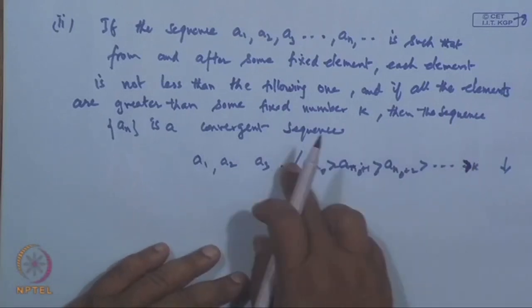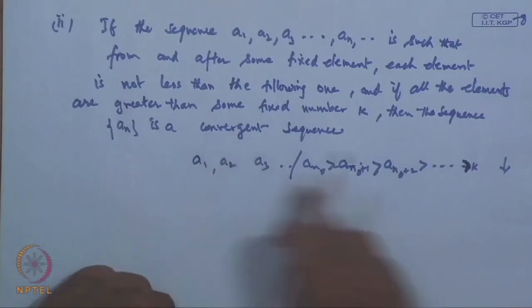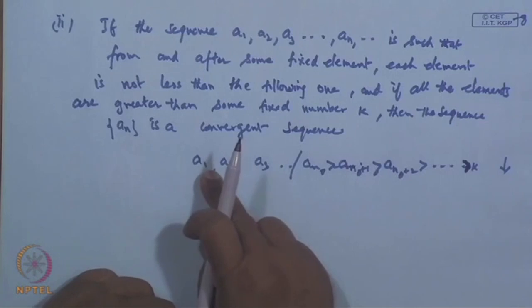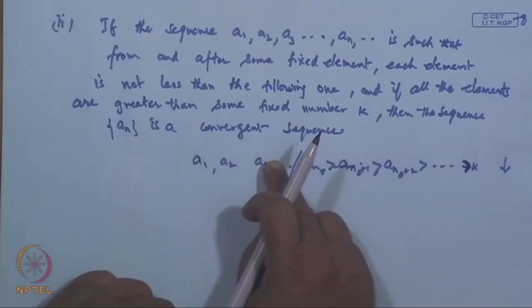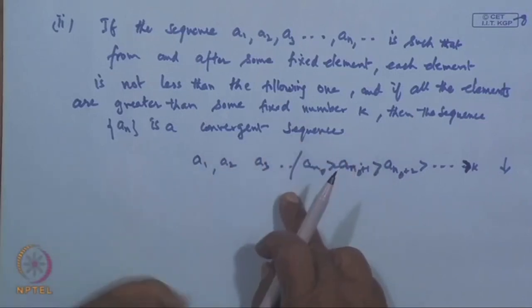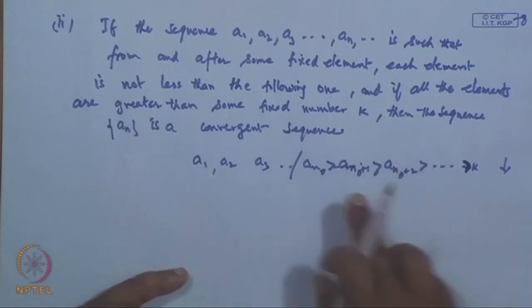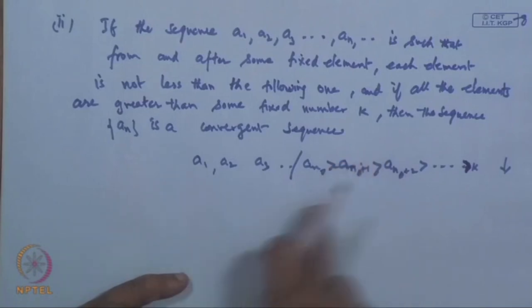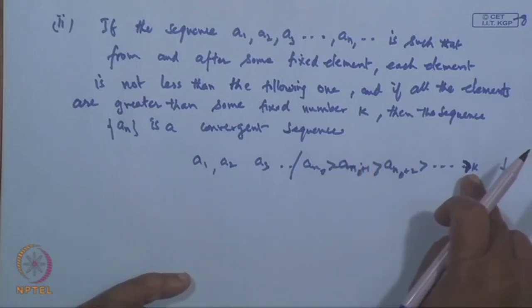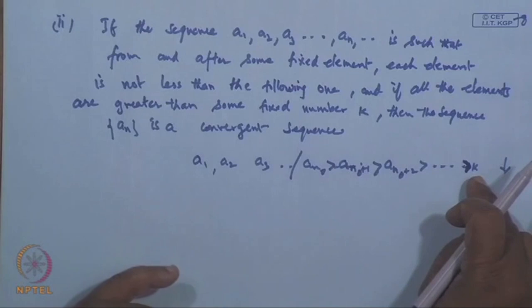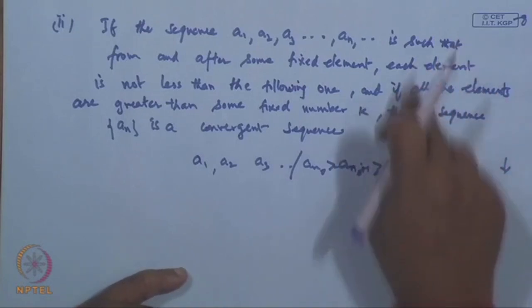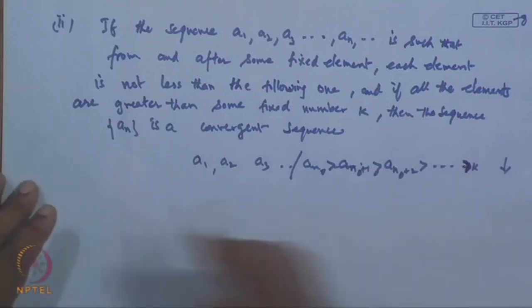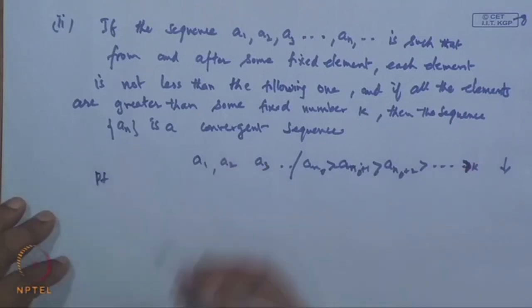Okay? So even if the first few terms do not satisfy this criterion, maybe A1 is less than A2, A2 is greater than A3, it hardly matters. But after a certain stage, if all the terms follow this criterion, either decreasing or increasing, then if decreasing, all the terms should also be greater than k, and if increasing, they should be bounded by k. In both cases the sequence will be convergent. And the proof just follows the previous line.